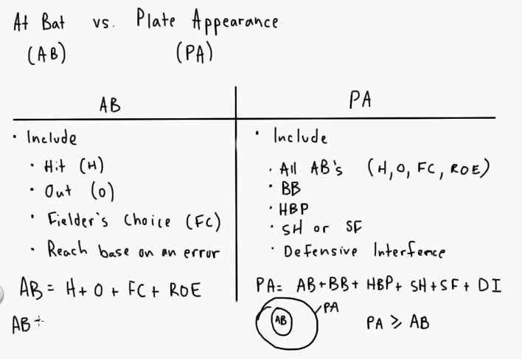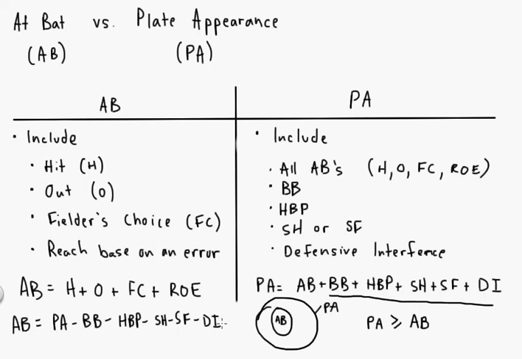Okay. We can also express at-bats another way by rearranging this equation over here. We can say that at-bats equal plate appearances minus all of this. So minus walks, minus the number of times a batter's been hit by a pitch, minus sacrifice hits, minus sacrifice flies, and minus each time a batter reaches base because of defensive interference.